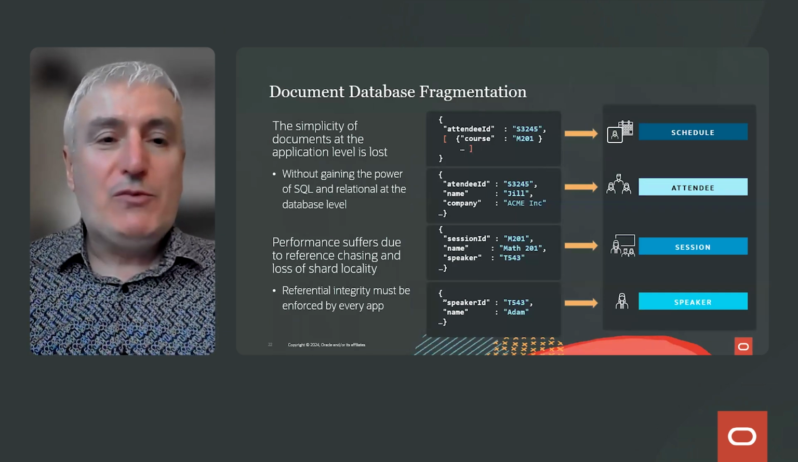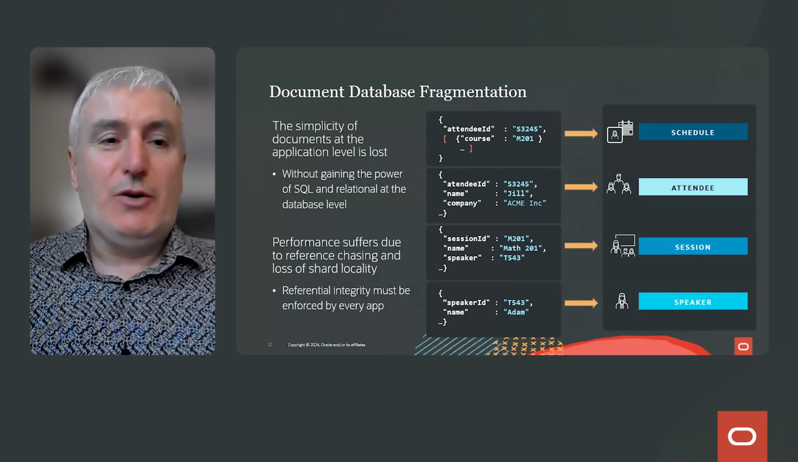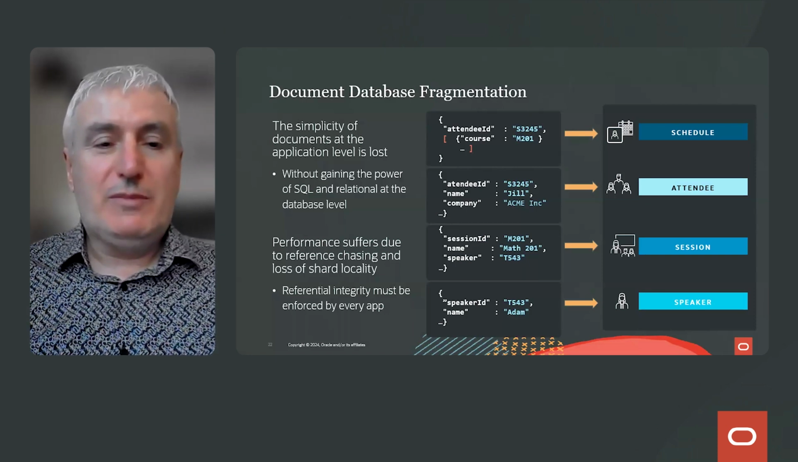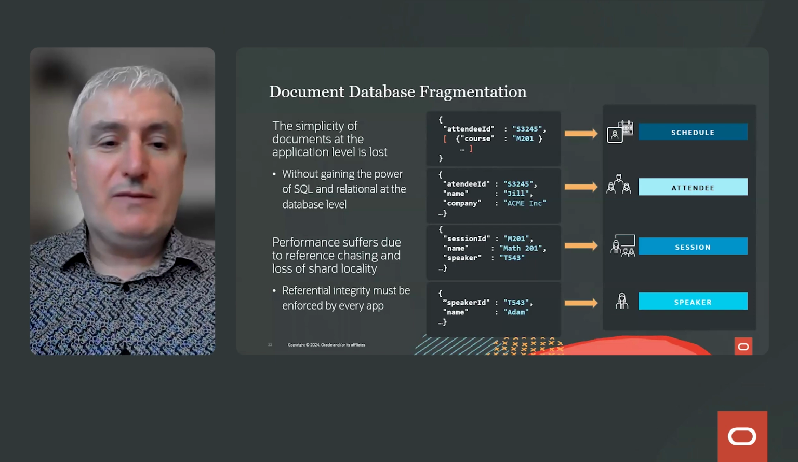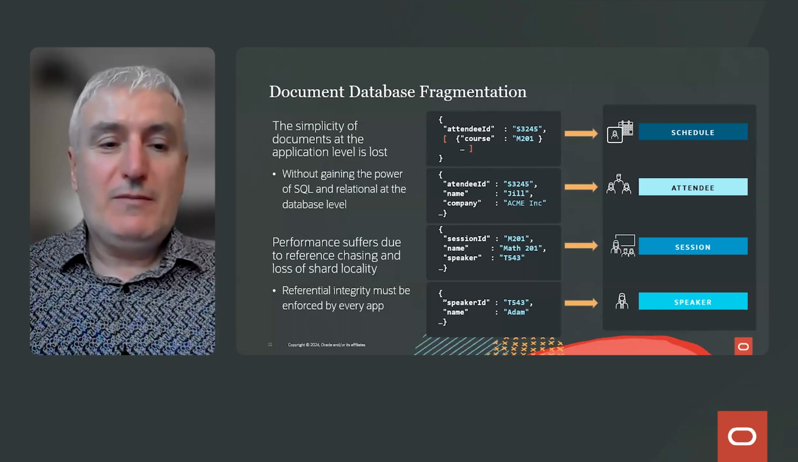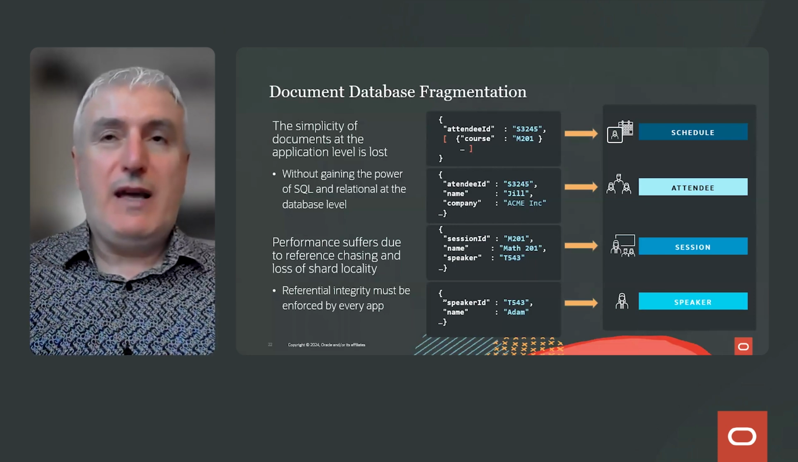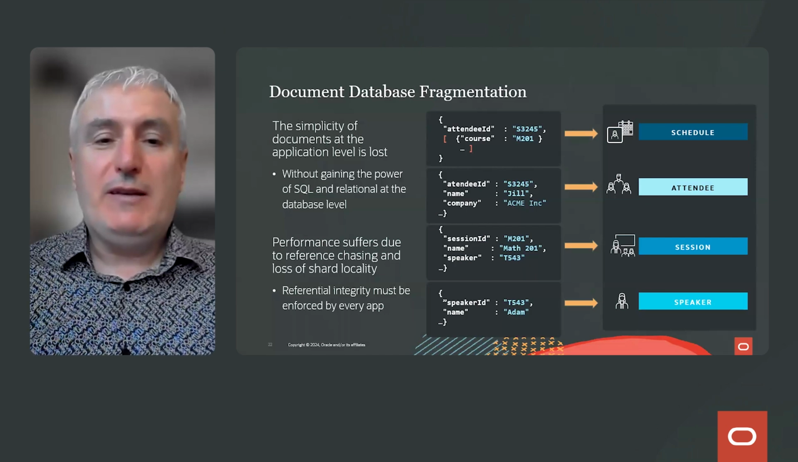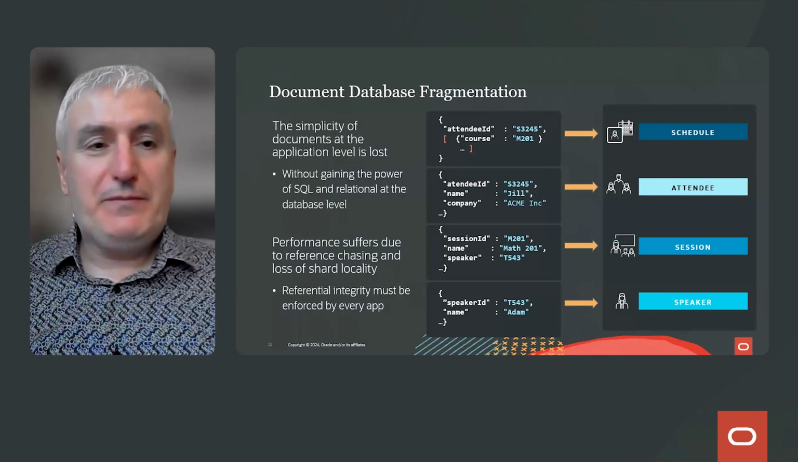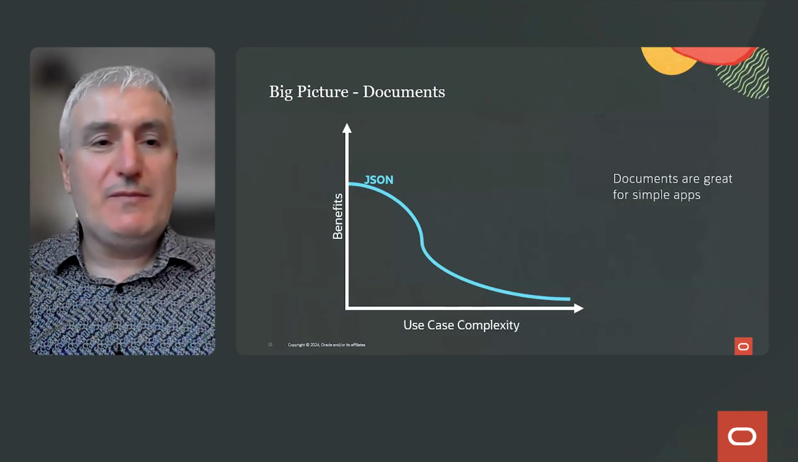Actually, all this happens without gaining the power of SQL and relational at the database level. We've lost the simplicity of documents at the application level. Not to mention the performance. Performance suffers because of reference chasing and because of loss of shard locality. Not to mention referential integrity, which must be enforced by every app, which can be tricky, complex, and difficult. This is about the fragmentation of document databases.